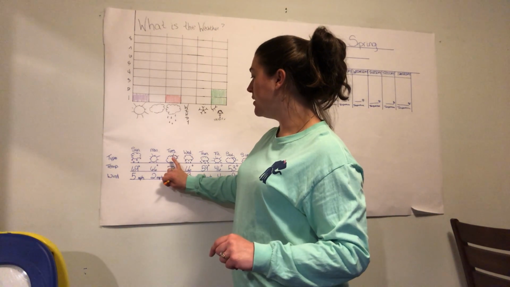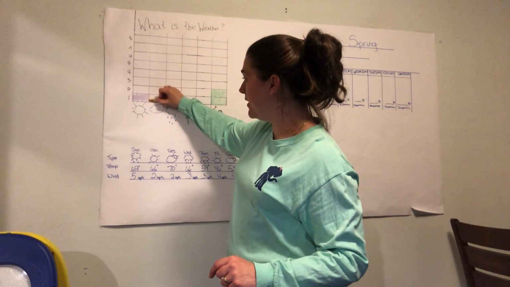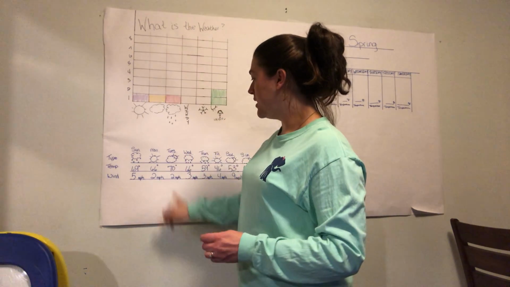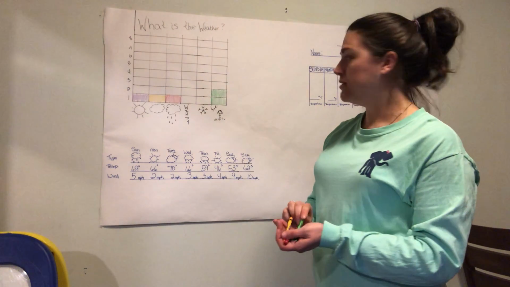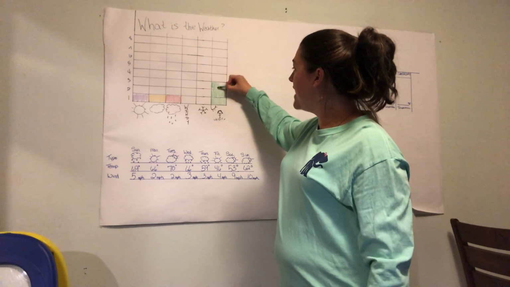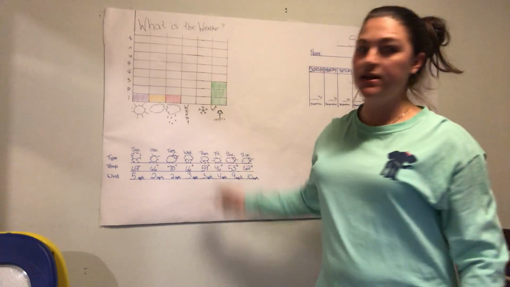But I'm going to go ahead and color in Tuesday, and it said it was going to be cloudy. So I'm going to color in this one a different color. And warm. So I'm going to go back over here to my warm day and color in the 3rd block. And then that's how we collect all of our data.